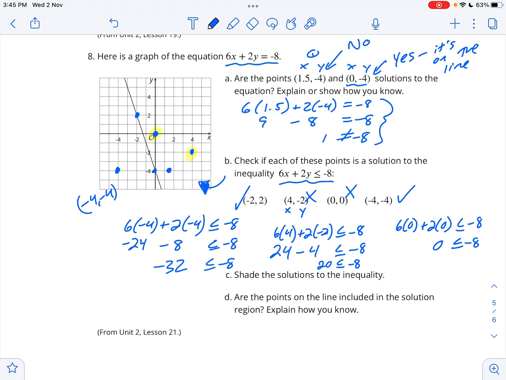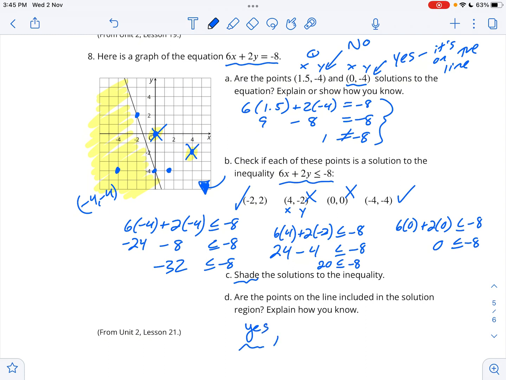So which side am I going to shade? Going down to part C, I'm going to be shading the left side. I know I'm shading the left side because (-4, -4) was a solution, whereas these other two were not. Are the points on the line included in the solution region? Explain how you know. Well, they are going to be included.